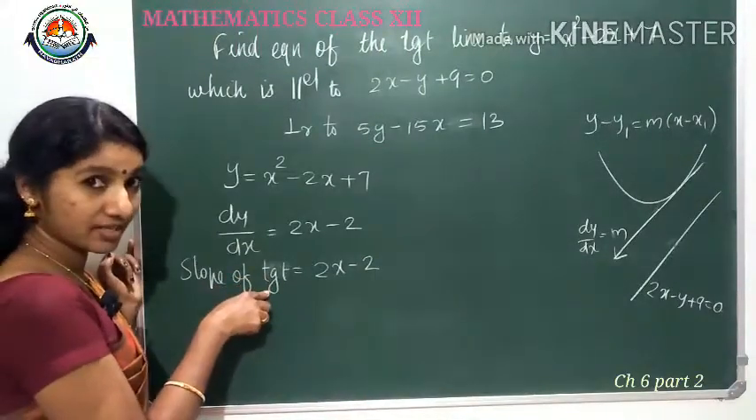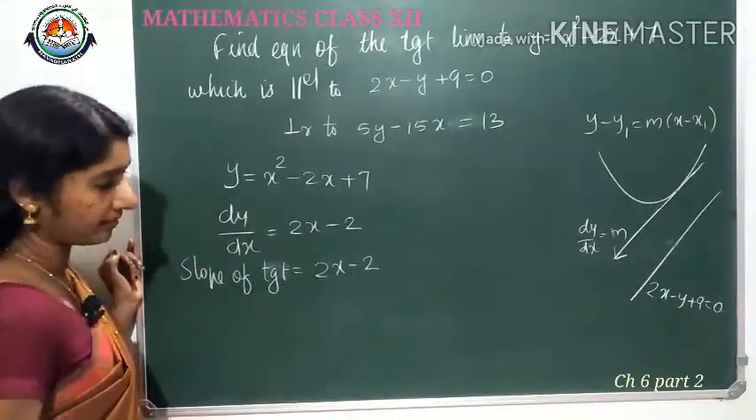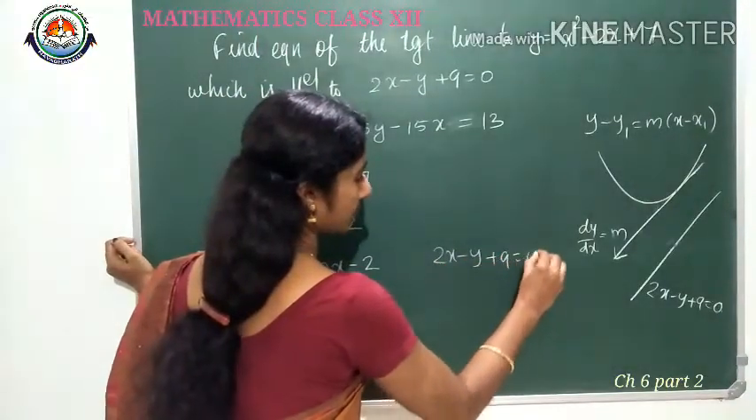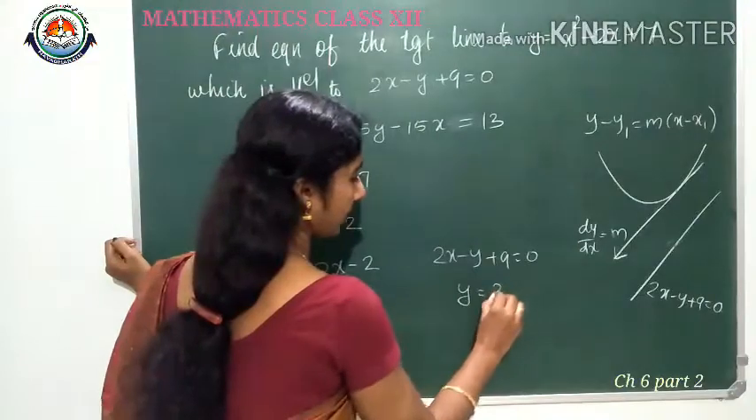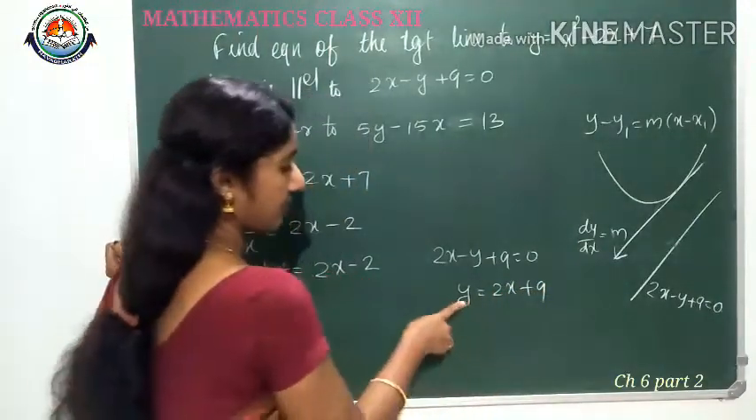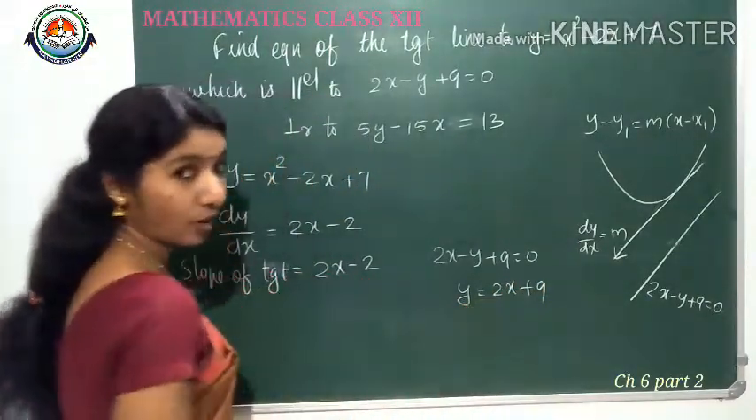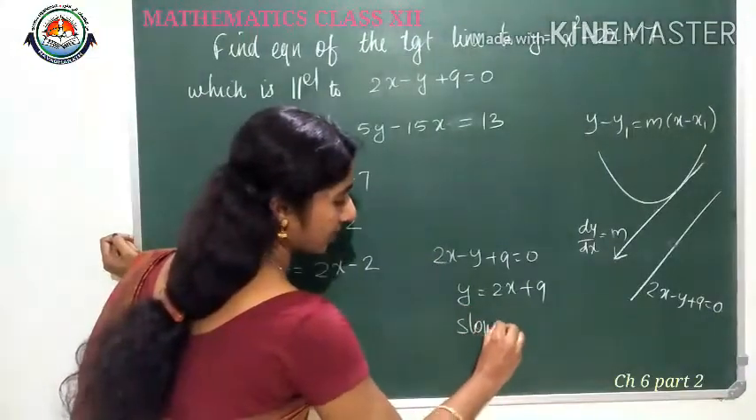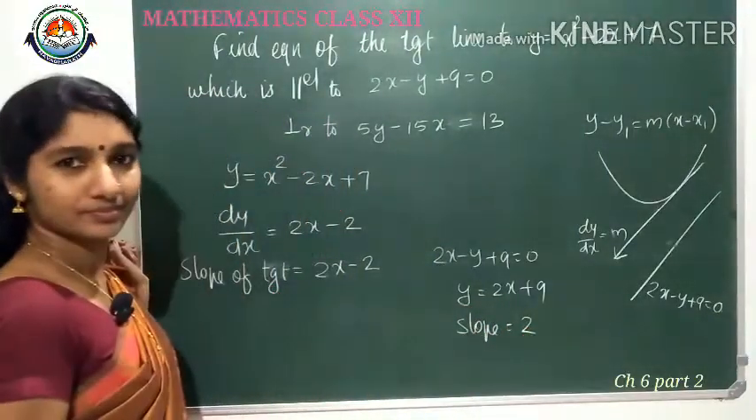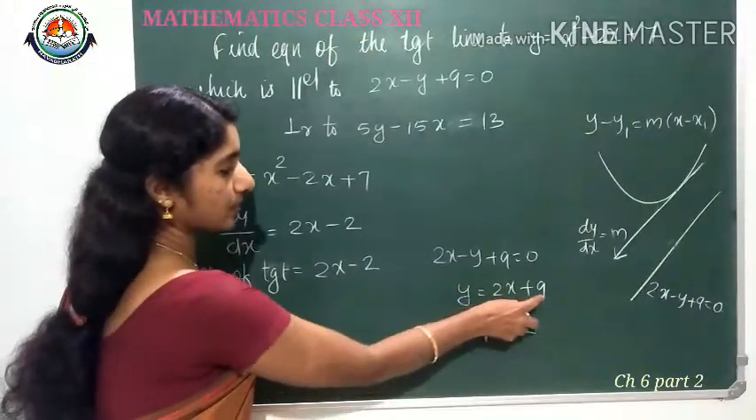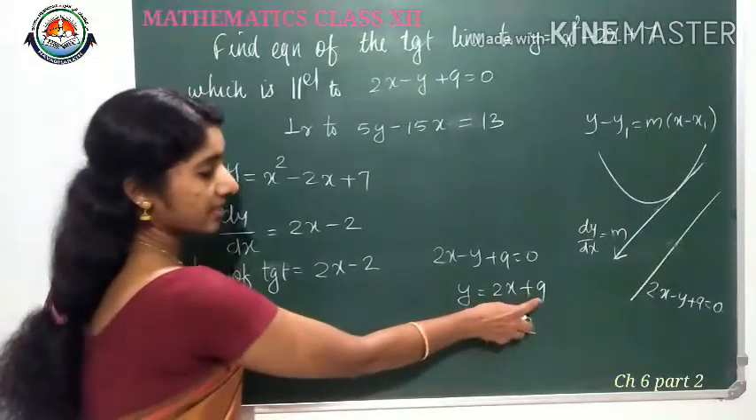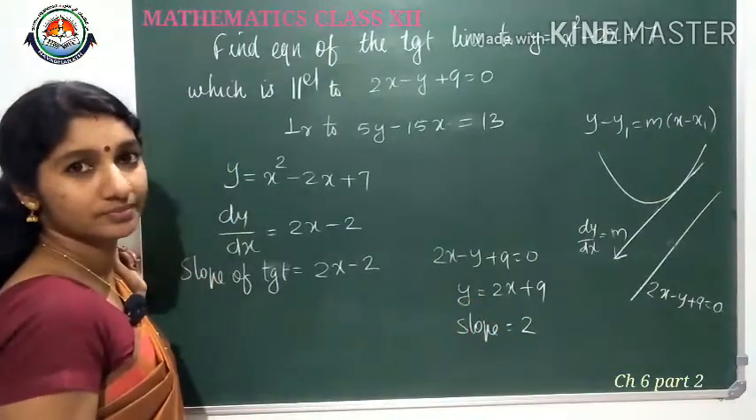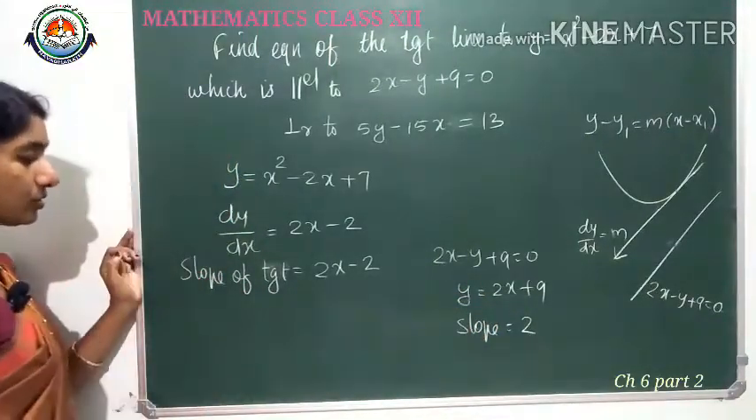And this tangent is parallel to one line. Which line? 2x minus y plus 9 equal to 0. So y equal to 2x plus 9. See, y equal to mx plus c form, so m is the slope. Here the slope of the straight line is equal to 2. Y equal to mx plus c: c is the y-intercept and 2 is the slope. Okay, so slope equal to 2.